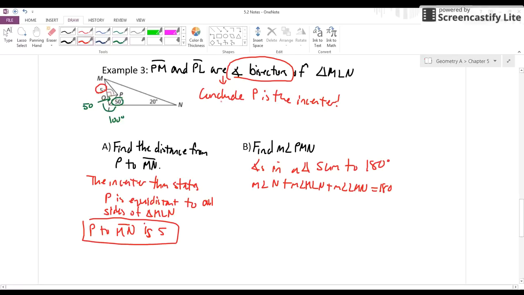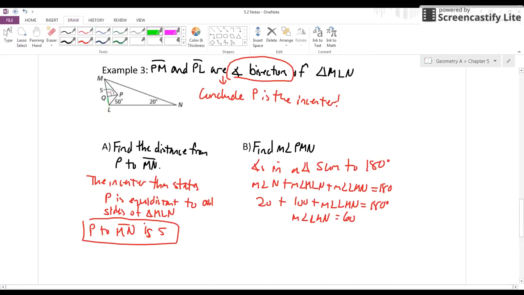Now I can substitute to solve for the measure of angle LMN. Here, 20 plus 100 plus the measure of angle LMN should equal 180 degrees. Adding 20 and 100 to get 120. Taking that away from 180, I should get 60 degrees. Now notice this is not PMN. So let's back up. If I know LMN, which is this angle right here in green, let me erase some stuff so it's not as confusing. All right, there you go.